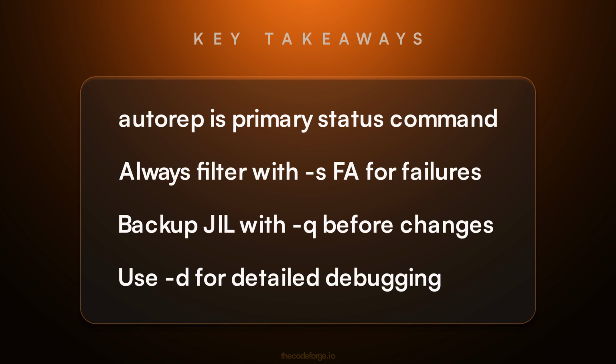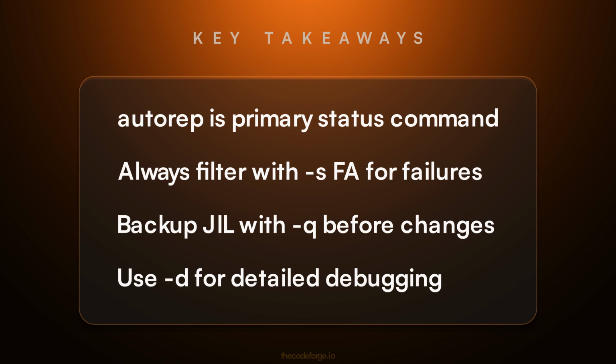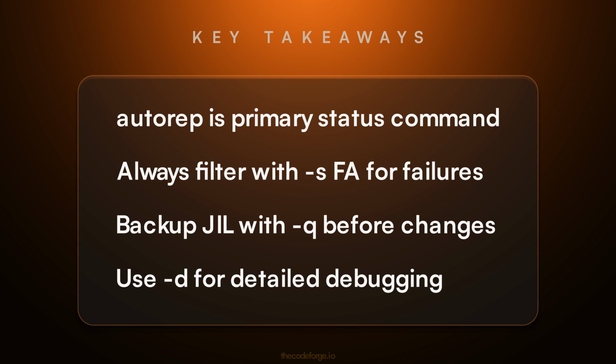To recap, autorep is your go-to for job status and definitions. Never run autorep J% without filtering, use SFA. Always backup JIL definitions with Q before bulk changes. Use D for detailed debugging, L for historical audits, and W for automated heartbeat checks. Build aggregation scripts to alert on failures immediately.